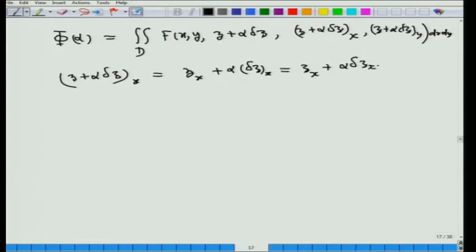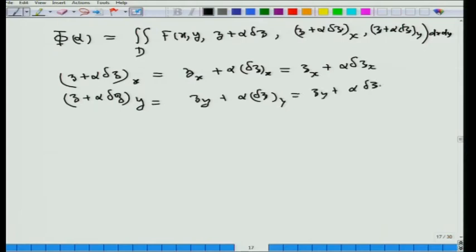So, the partial derivative of the variation delta z is the same thing as the variation of the partial derivative of z with respect to x. Similarly, the y derivative will be z_y plus alpha delta z_y.